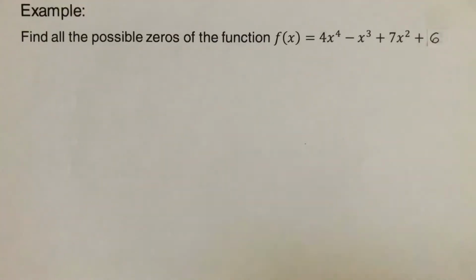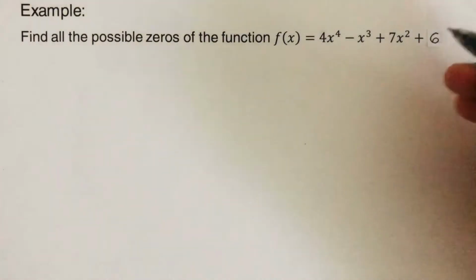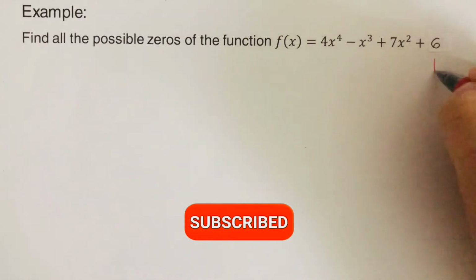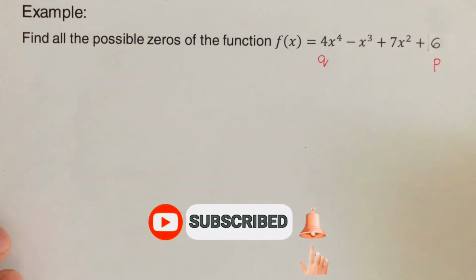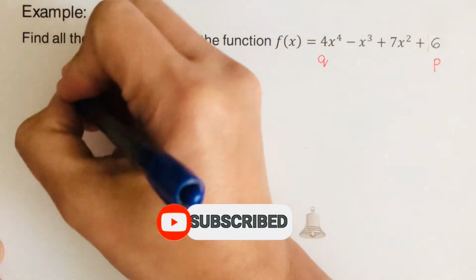Okay, so we go over the problem here. We're supposed to find all the possible zeros of this function. We remember that this is our P and this is our Q. So then we can go ahead and determine the factors of P and Q.